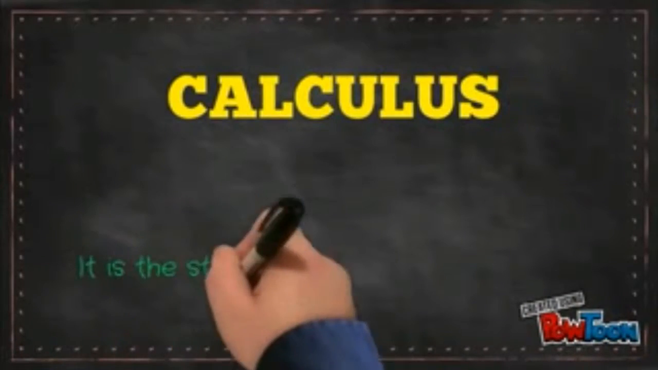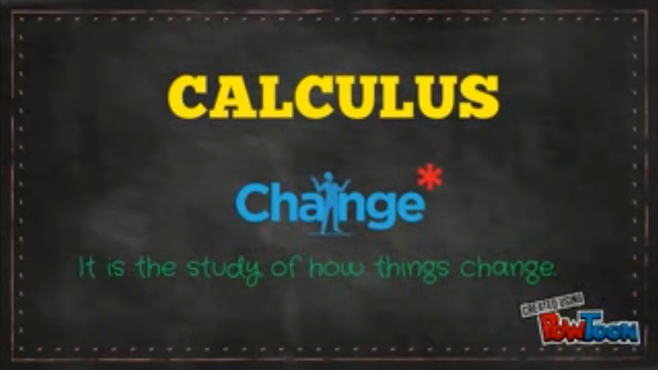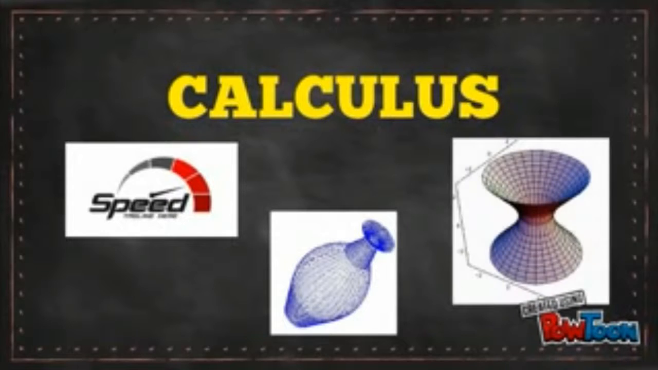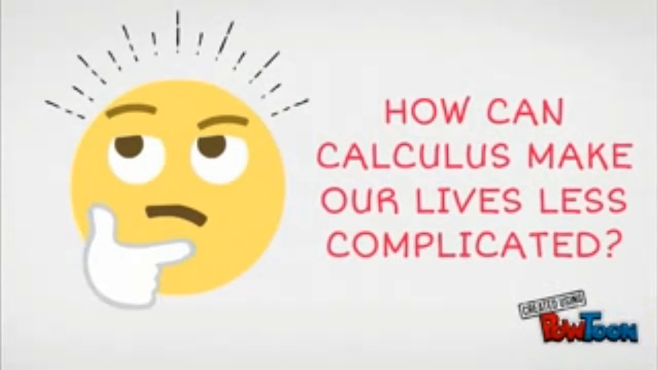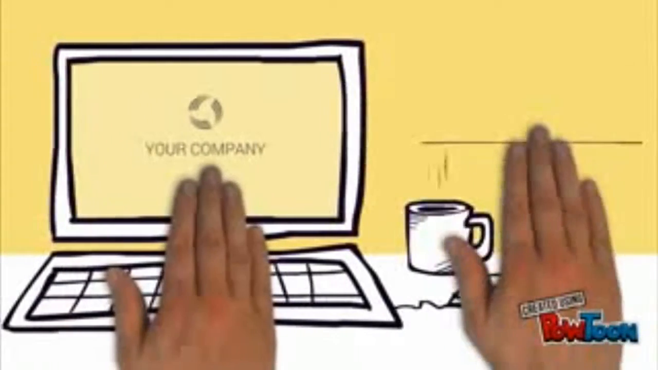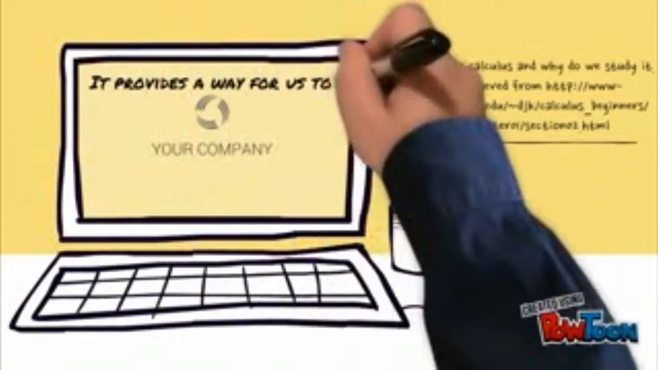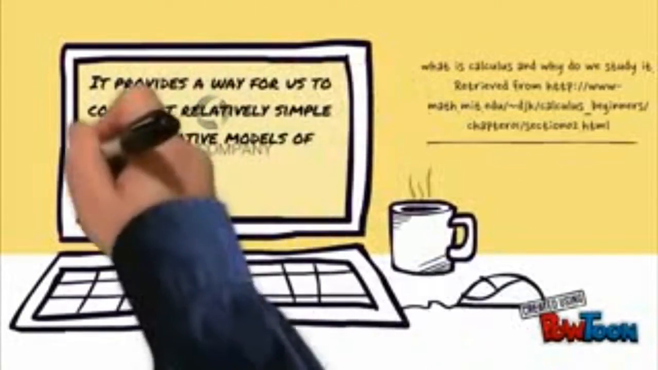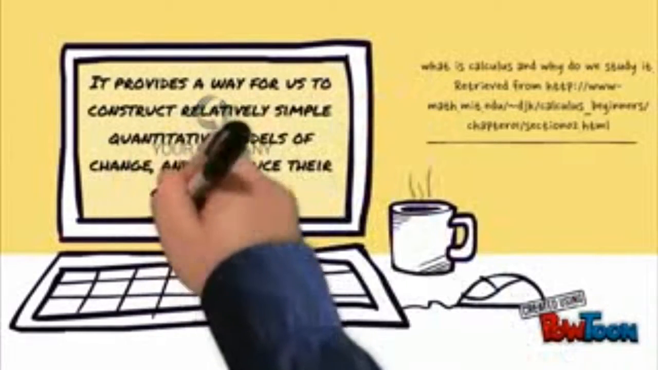So what is calculus? Calculus is said to be the study of how things change. Calculus can also be coded with the change in speed and the different models of architecture. But the big question is, how can calculus make our lives this complicated? Well, according to what is calculus and why do we study it, it provides a way for us to construct relatively simple quantitative models of change and to deduce the consequences.